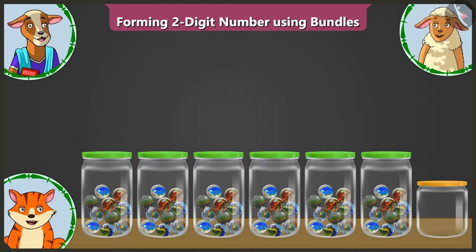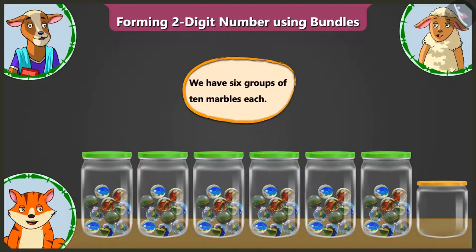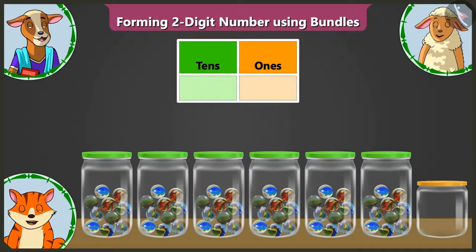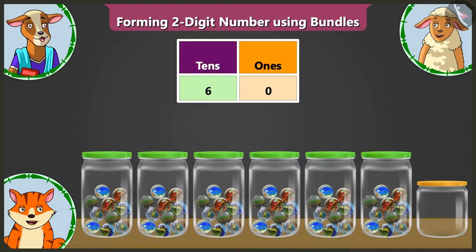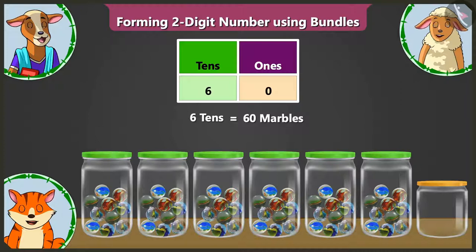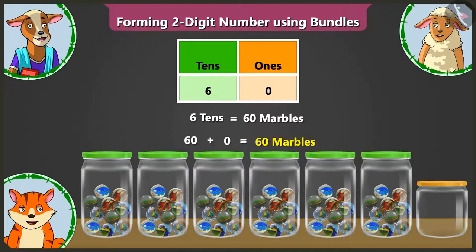Now, you tell me, Lily, how many groups of tens do we have? We have six groups of 10 marbles each. That's right. This is why we will write six in the tens box here. Now, you tell me, Billy, how many marbles are there in the seventh jar? Ma'am, the seventh jar is empty. Yes, there is not even one marble in the seventh jar. So we have to write 0 in the ones box. Now, we have 6 in the tens box, which means 60, and 0 in the ones box, which means there is not even one marble there. So there are 60 marbles in total.